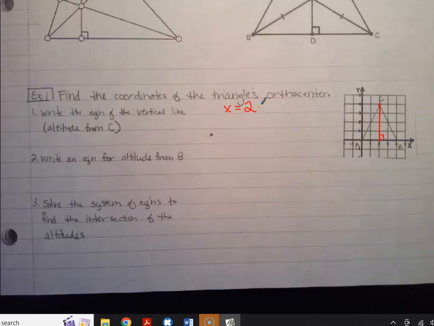All right, 2. Write an equation for the altitude from B. You could do from A. It doesn't matter. So from B, but we can see this point of intersection right here. So from here to here, we want to write that equation for this altitude. To write that equation, what do we think? How will we find the slope if we know this is perpendicular? Let's start there. How will we find the slope?